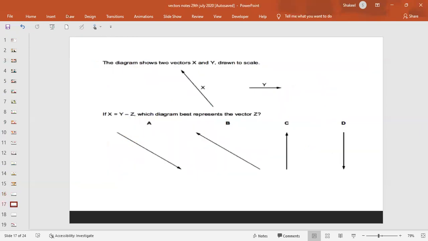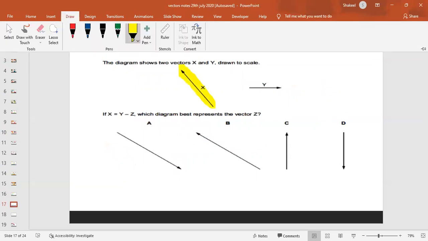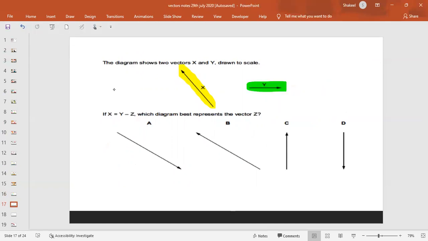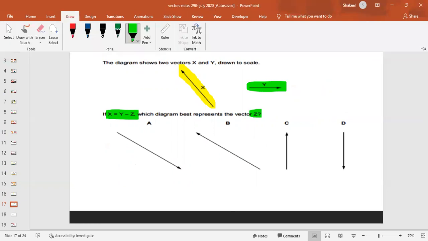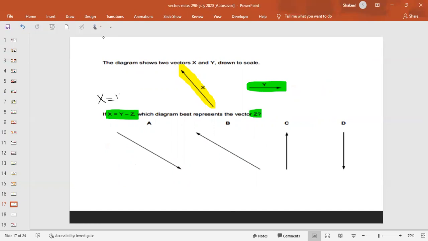Moving forward to another question, if you look at this, two vectors are given, X is pointing this way, and if you look on Y, that is pointing this way. They're saying that if X is Y minus Z, which diagram will represent Z? So now here comes a thing, X equal Y plus minus Z, because you always add vector, right? So this is the way, or you can say that this is like Z equal Y minus X, right? So when Z is Y minus X, it can be Z equal Y plus minus X.